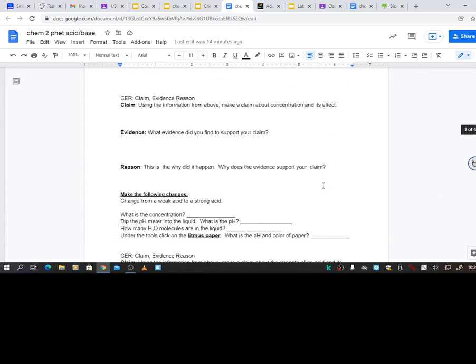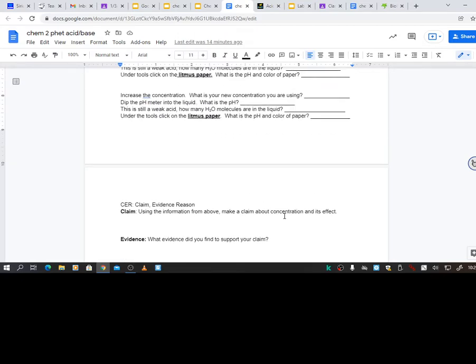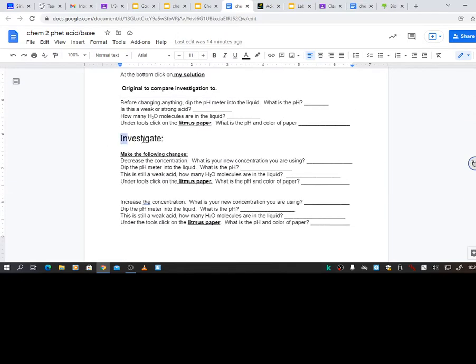Here is where I really want to make sure that I talk to you about claim, evidence, reasoning. We use it a lot in biology too, and I started trying to incorporate it into chemistry. So my claim is, what did this tell me? When I investigated and I decreased and increased the concentration, what did I find out? Well, I did this with them. There's a couple different things you could say.